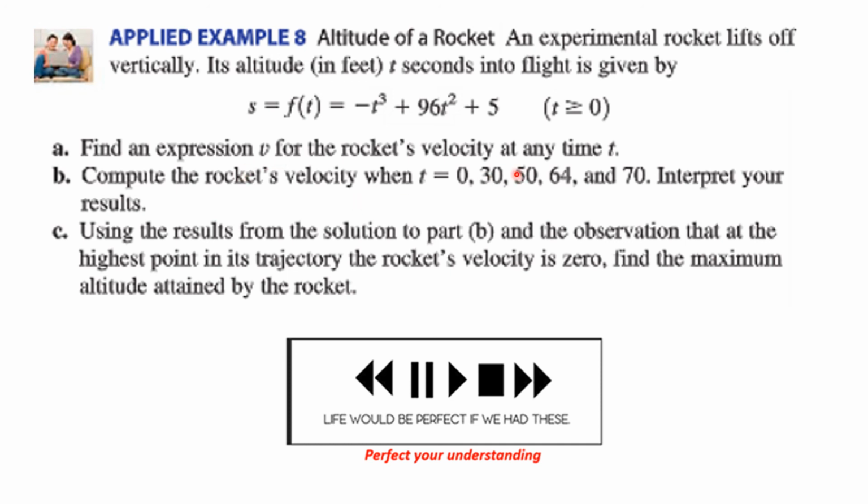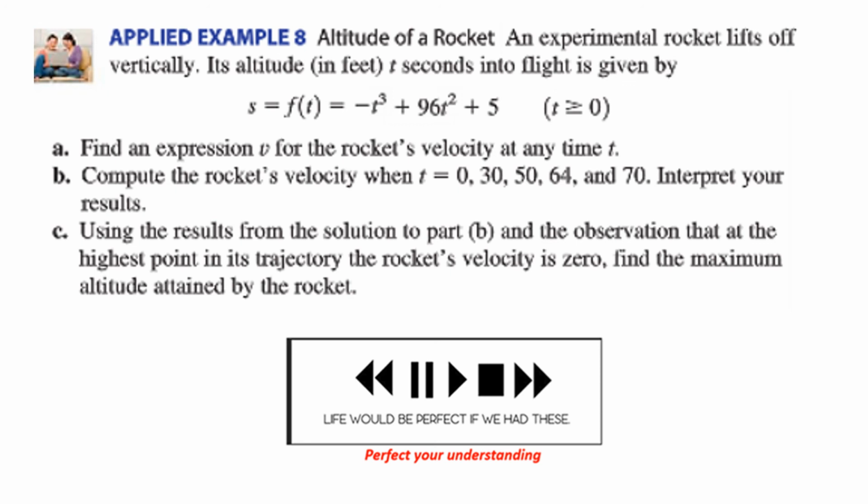And remember, we talked about velocity is the derivative of displacement with respect to time. They want you to find the equation for the velocity at these points, and using the results from the solution to part B and the observation that at the highest point in its trajectory, the rocket's velocity is 0. You see it's going up and then it's going down. So assuming it's a continuous function, which it must be, it's going to be 0 when it changes from going up to going down, and that will be the maximum point in its trajectory. So you want to find the maximum altitude. You know what to do.